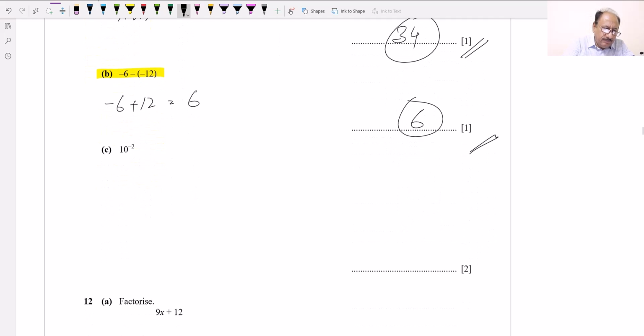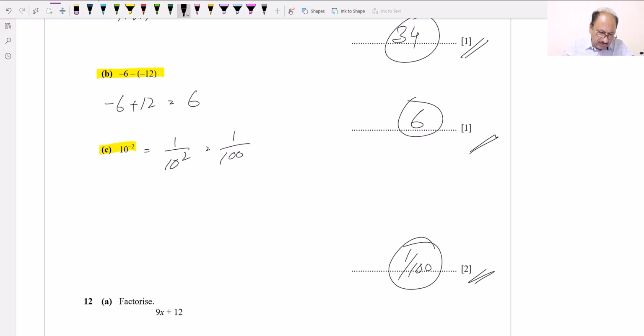Now the C part is this, which we need to shift. Basically we can shift this as 1 over 10 squared, which is equal to 1 over 100. So our answer will be 1 over 100, which we can write over here.